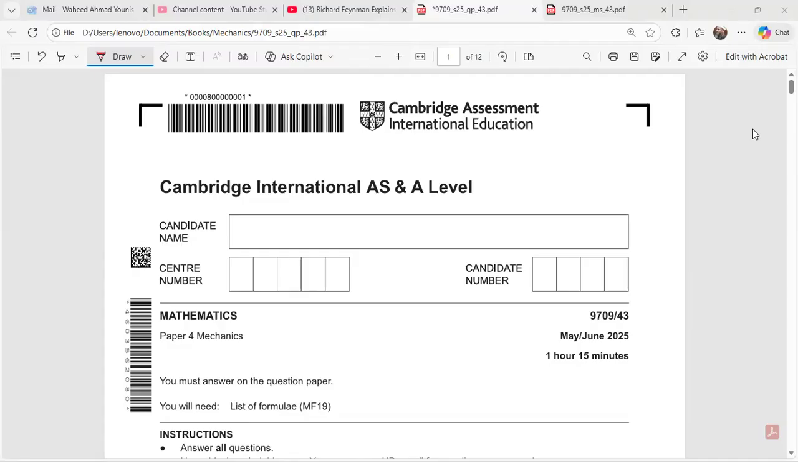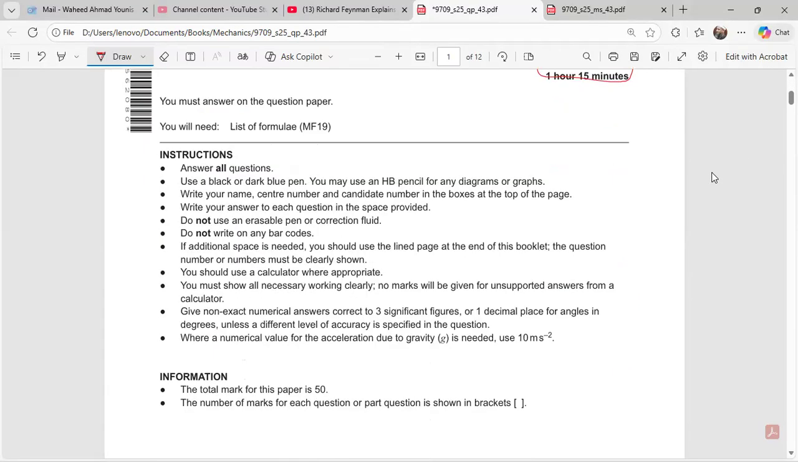We will be doing this. We will be solving this previous exam. You can see it is from May 2000 to 2025, and it is mathematics, mechanics. Okay, so let us start.